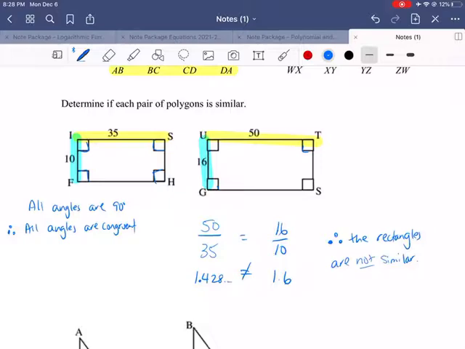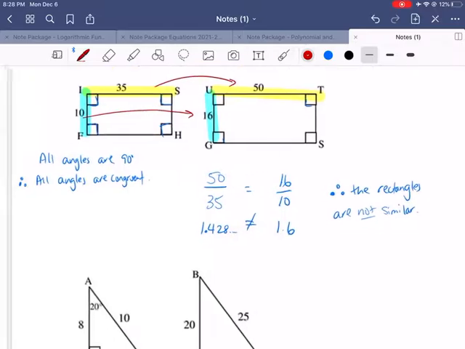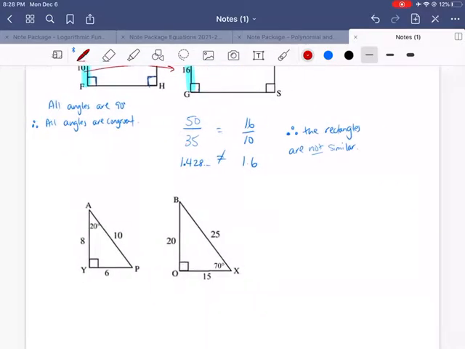So to go over that again, you're wanting to find out, well, what is the value if I go from 35 to 50? And if I multiply 10 by the same value, will I get 16? And in fact, you do not, because to go from 35 to 50, you need to multiply by 1.428, and to go from 10 to 16, you need to multiply by 1.6, and those are not the same value, so they're not similar shapes.